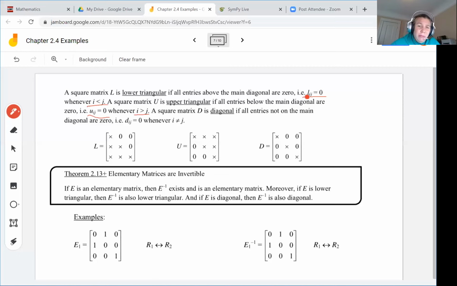So here's an example. We had matrix E1 from the previous example where we swapped row 1 and row 2. Well, think about if you're multiplying a matrix and you're swapping out row 1 and row 2. If you want to go backwards, you want to swap row 1 and row 2 again. So E1's inverse is just itself. Swap back row 1 and row 2 and you'll end up with the original matrix.